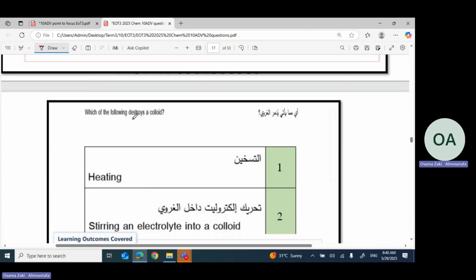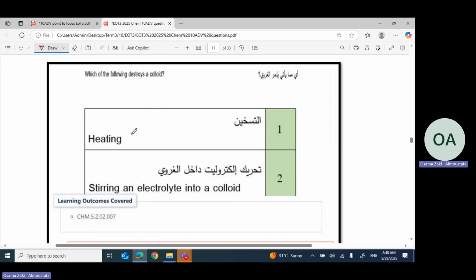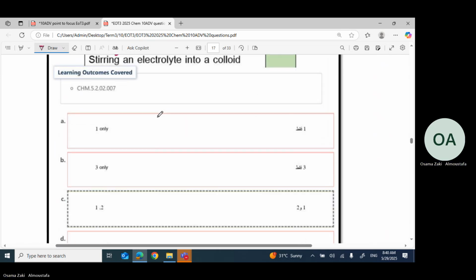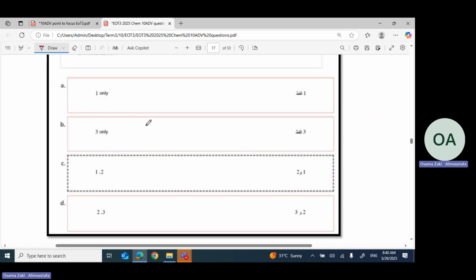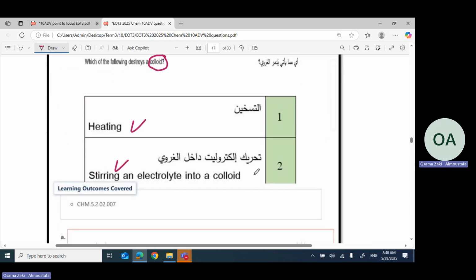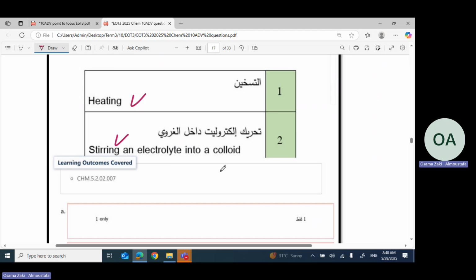Which of the following destroys a colloid? Heating and stirring an electrolyte into a colloid. I advise you to memorize them. So using this, you can destroy a colloid, so it will settle down, settle out. So the options are 1 and 2. There's an extra option here, but I couldn't show it.